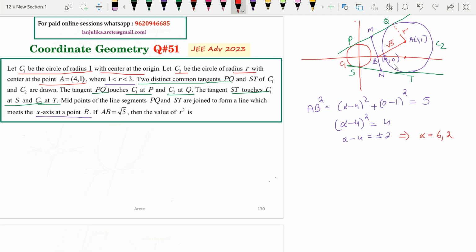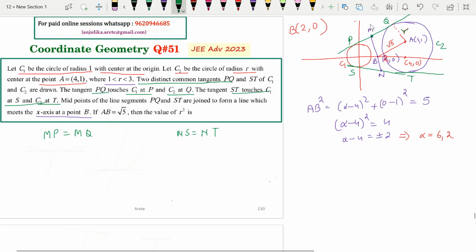Which one are you going to take? Of course, you are not going to take 6, right? Because this is 4, 6 will be somewhere here. So alpha you're going to take as 2. So you already know the point B. Your B is 2 comma 0. But I have to figure out r, right? So let's use the information that this is the midpoint of PQ. If this is the midpoint of PQ, what do I know? That MP is same as MQ, right? And also NS is same as NT, right?